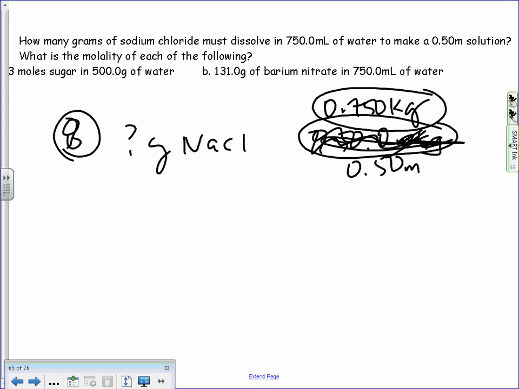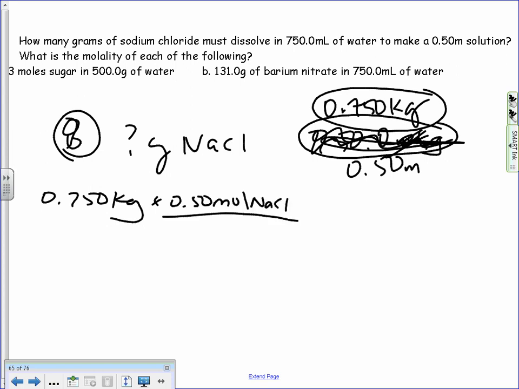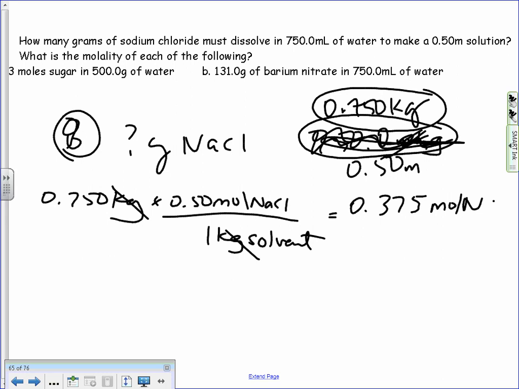The kilograms, right? So 0.750 kilograms. That manipulation was not difficult, you just had to see it at first, times 0.50 molal or mole of NaCl over 1 kilogram of solvent. That's going to be our molality broken into the 2 units that it actually consists of. So kilograms and kilograms cancel, and that's 0.375 moles of NaCl. And then what do you have to do from there to find the grams of NaCl?